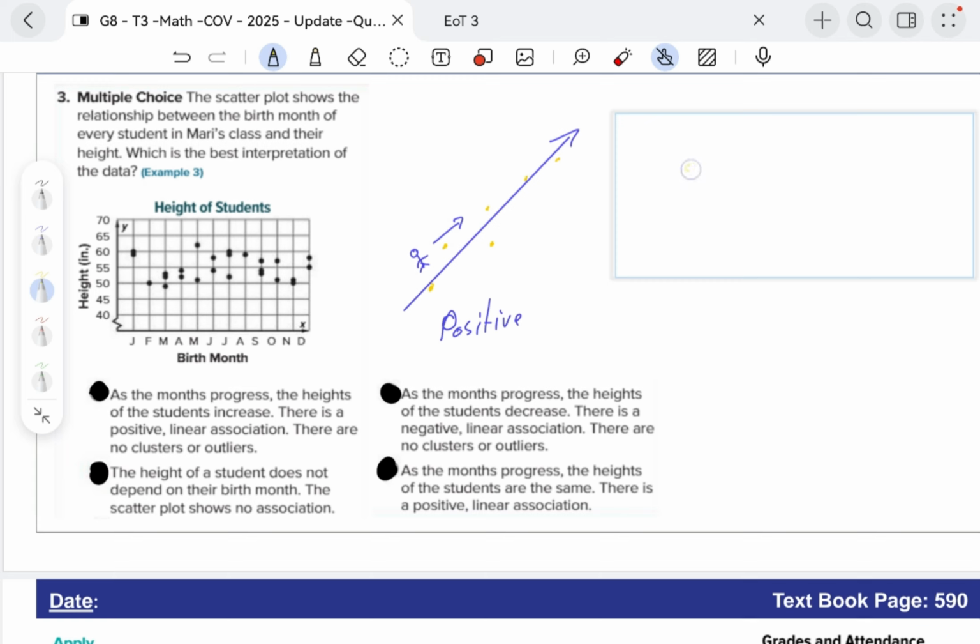But if we have points making a pattern like this, and if we graph the line of best fit, it will look something like this. And again, if you imagine yourself going from left to right, this shows a negative association. So as one variable increases, the other one will decrease. But here in this graph, it shows no relationship or no association.